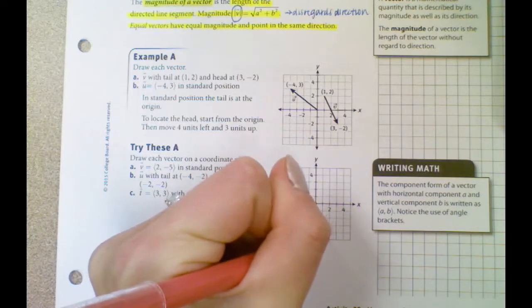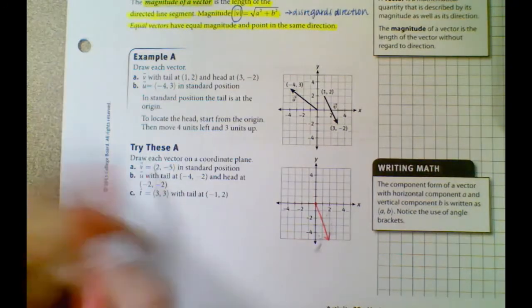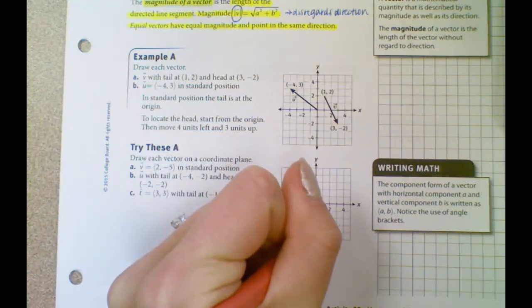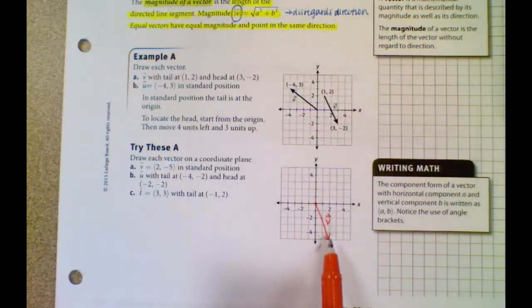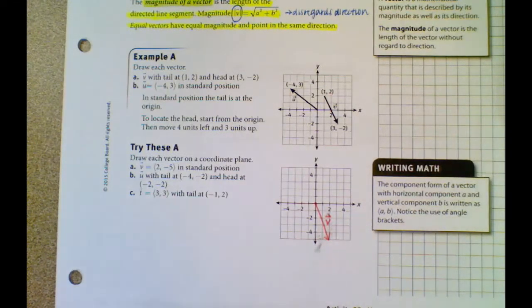Right there. Okay, and that's vector V. You guys don't need to write the points, but I do want you to label the vector. Okay, you label the vector. It looks like just the top half of the arrow.